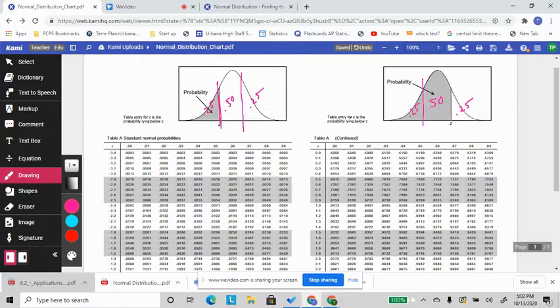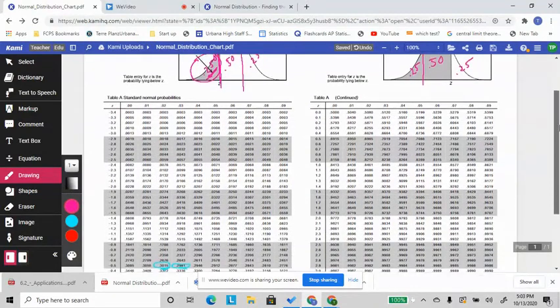So it doesn't matter. Let's look up the negative side first because that's the easier side to look up. So we're going to look up this corresponding area of 25%. Add 2 zeros, and we go to the closest thing that is 25%. So the closest thing that is 2,500.